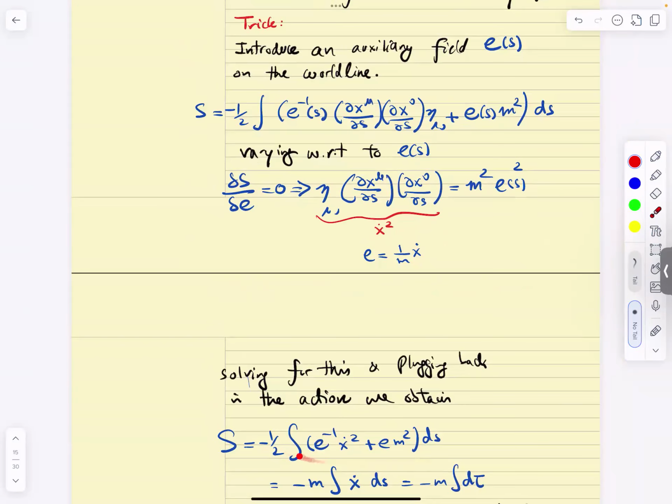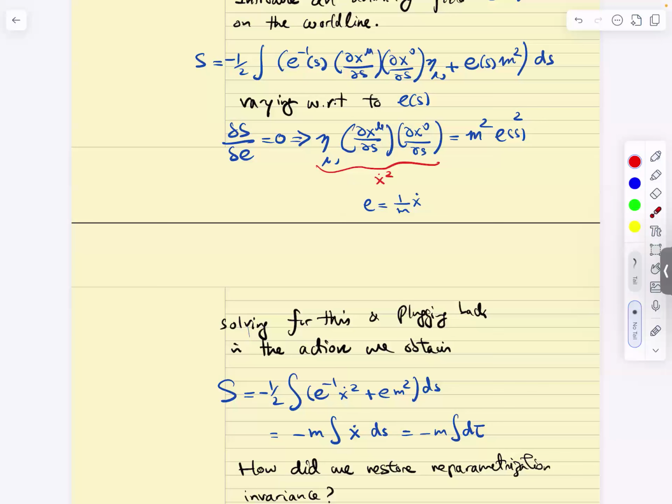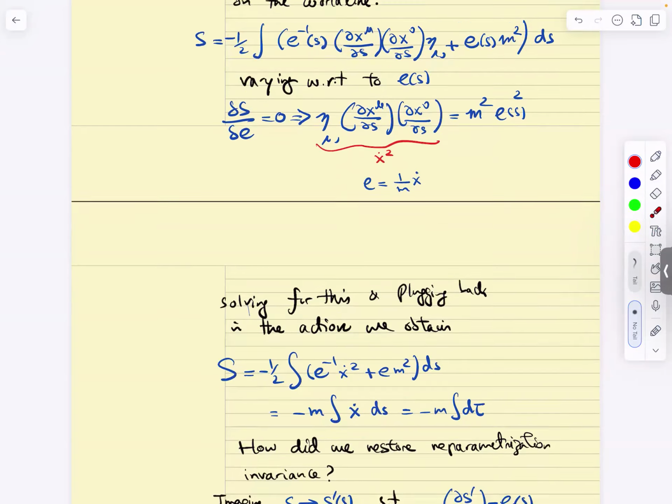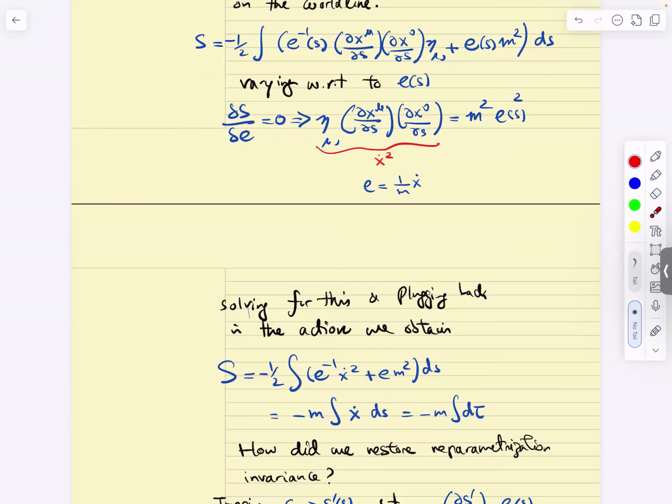This is your action. Let's define this guy as x dot squared, shorthand notation. If you plug this inside the action, what you're going to find is that it's an integral of x dot ds, which is the relativistic answer. Indeed, this not only will bring the action to the standard form, but we'll see in a second, it will ensure that reparameterization invariance is there.